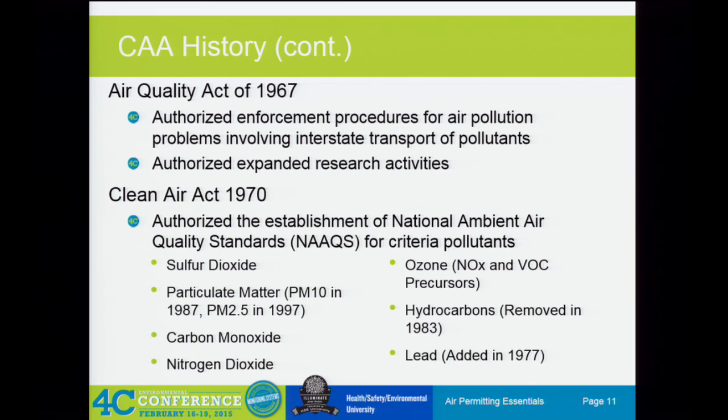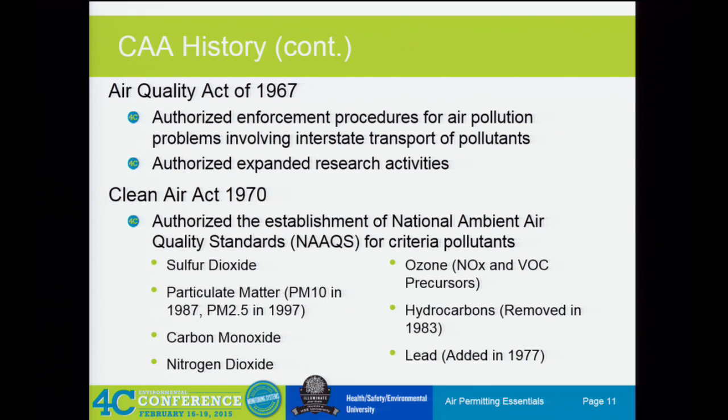A follow-up law was published in 1967 called the Air Quality Act, and it authorized the enforcement procedures for air pollution problems involving interstate transport of pollutants, and it authorized expanded research activities. So 4 years later, we have another law that was published expanding environmental authority and started to establish procedures for controlling air pollution. But the big one was the Clean Air Act of 1970.